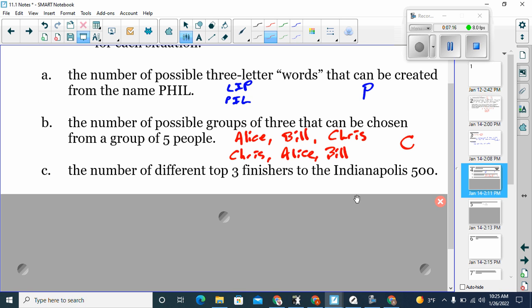Part C, the number of different top 3 finishers in the Indianapolis 500. Notice if driver A finishes first, driver B finishes second, and driver C finishes third. If it is C, B, A, C is first, B is second, A is third. Those would be different outcomes. The order that I put the items in matters. It is a permutation.